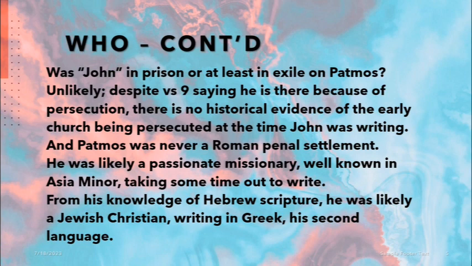Rather, John was likely a passionate missionary, well known in Asia Minor and the churches that he addresses in that area. And he was taking some time out on the island of Patmos to write. And from his knowledge of Hebrew scripture, John was likely a Jewish Christian, though he was writing in Greek, which was his second language.